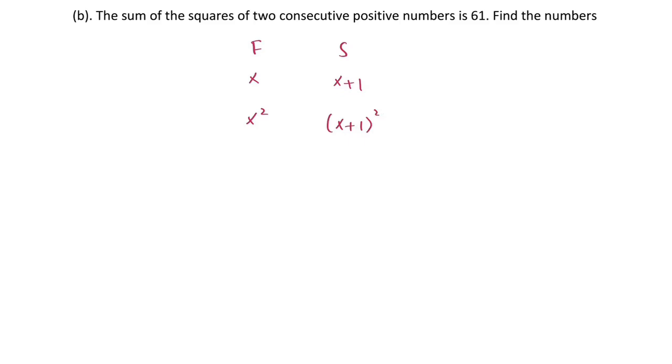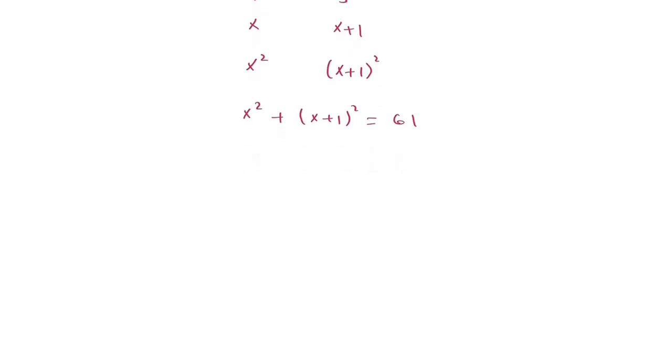Okay, so finding the sum of the squares, let us sum these two numbers. Our equation is going to be x squared plus, in brackets, x plus 1 squared. We have been told that the result of this summation is 61, so we equate it to 61. Next, we expand x plus 1 squared. Then our equation is x squared plus x squared plus 2x plus 1 equals 61.